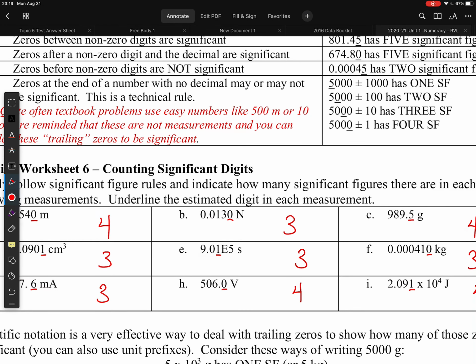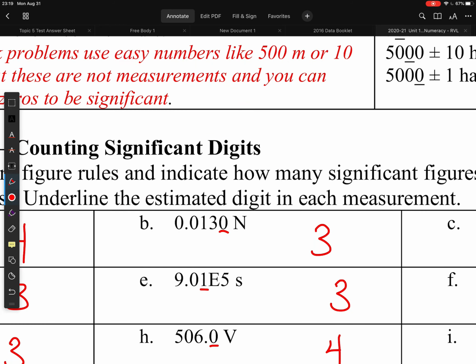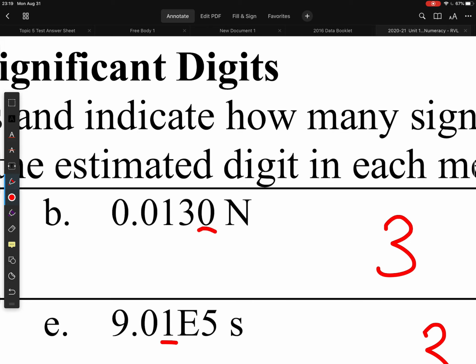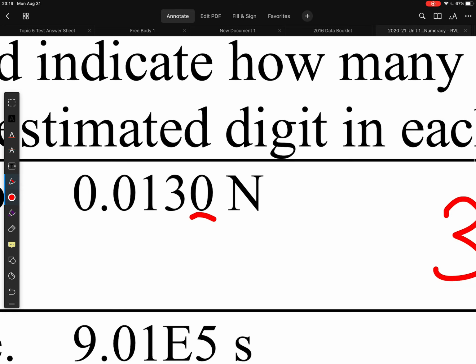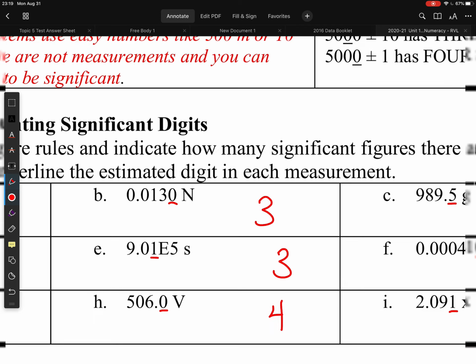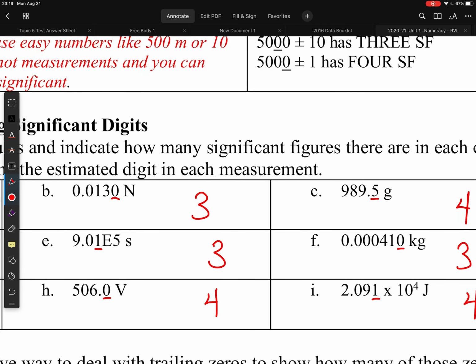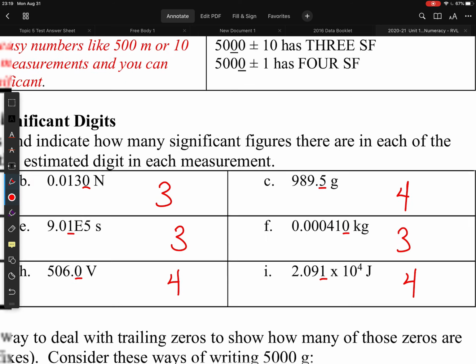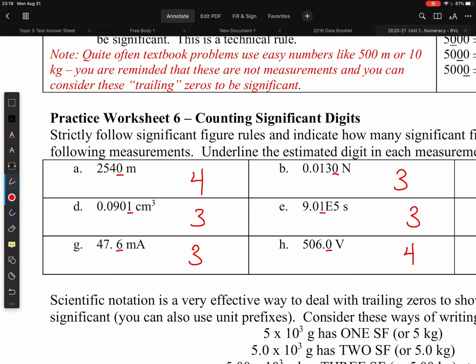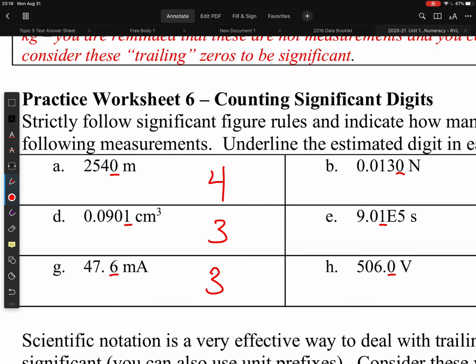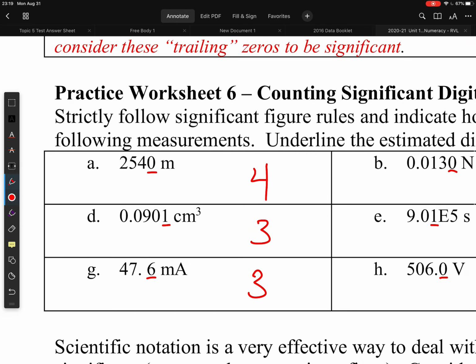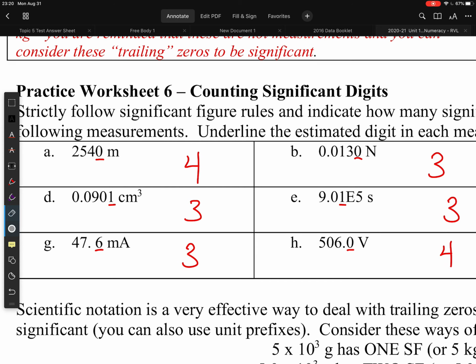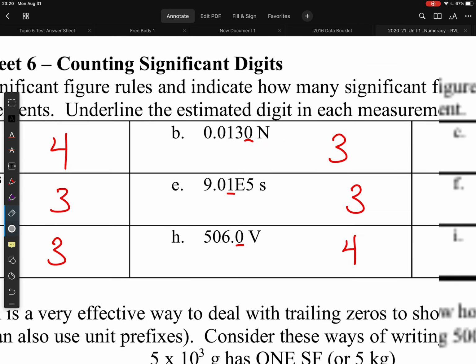Okay, for B, we have 3 significant figures because that trailing 0 there is behind a decimal place, and therefore all 3 of those figures are significant. 1, 3, and 0, the trailing 0, are significant. So that 0 is our estimate as well. C is very straightforward. It's 4 significant figures. D, slightly less straightforward, but recall that any zeros in front of our number are not significant. So we have 3 sig figs for D.